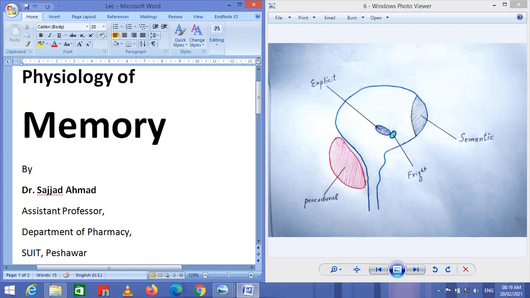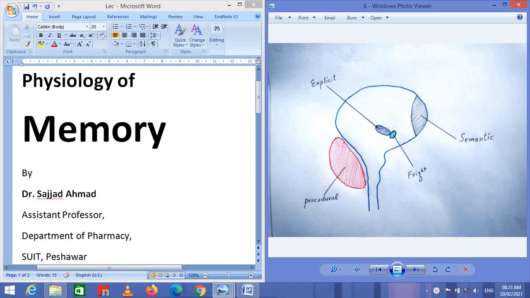Memory is the ability to store new information and the ability to refresh the stored information. There is always a confusion between memory and learning. Learning is the ability to acquire new information, while memory is the ability to store the new information.